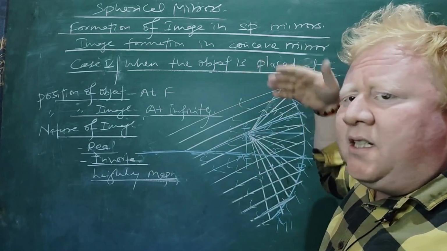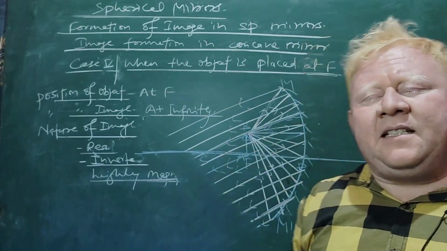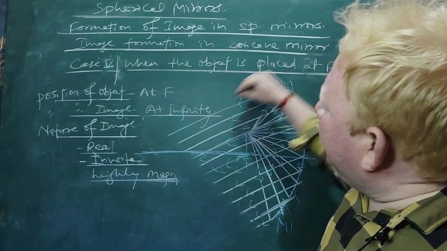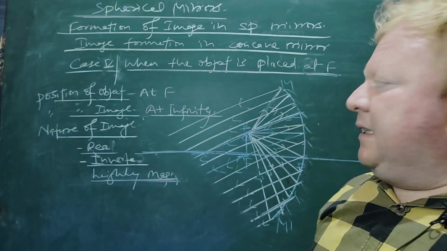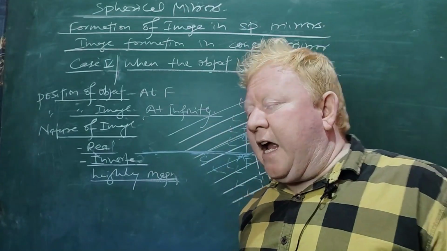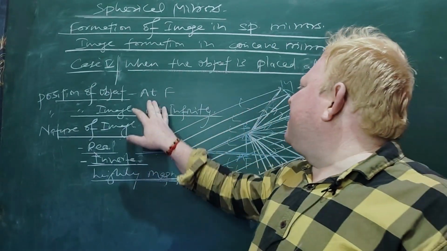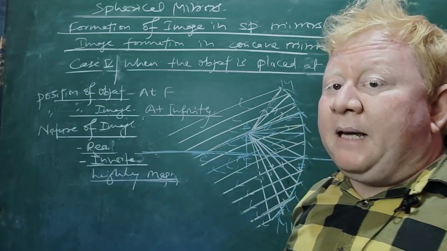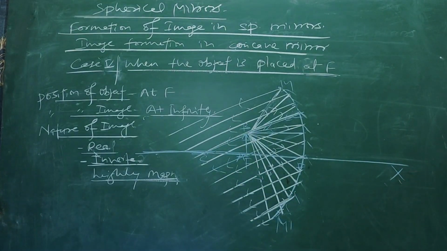Do you think this much distance is there between the two rays? No, they are assumed to meet. They are considered to be meeting at a point at infinity, of course. So when the object is placed at focus, the image will be formed at infinity, and that will be real, inverted and highly magnified. Okay, this is case number 5. Note it down.